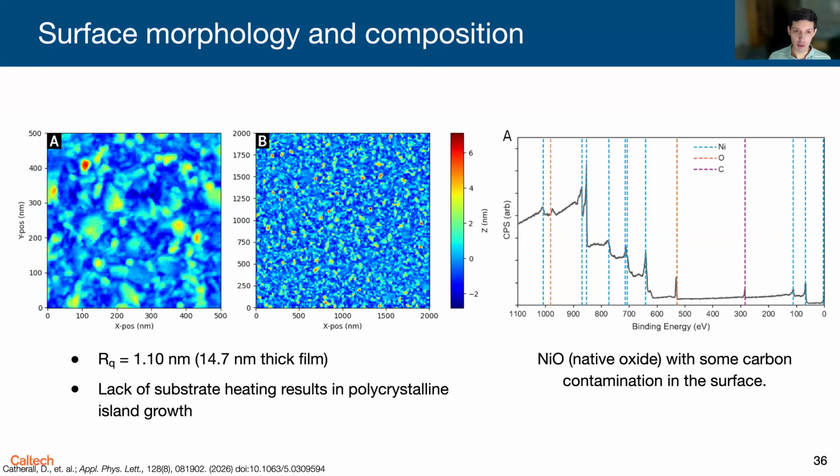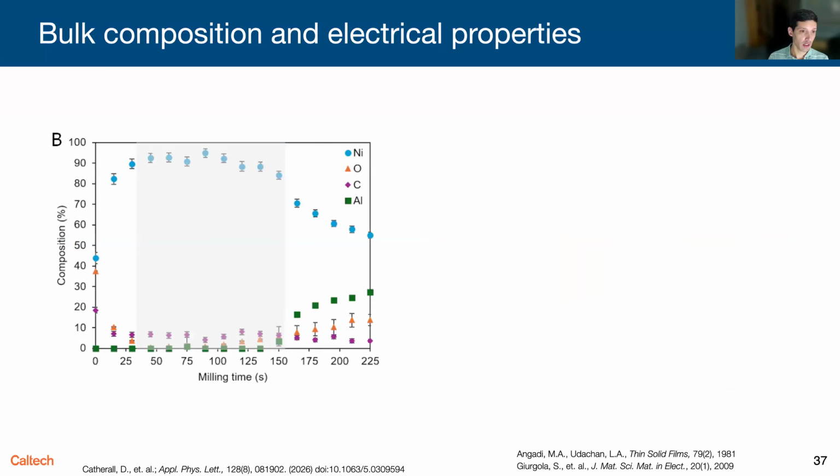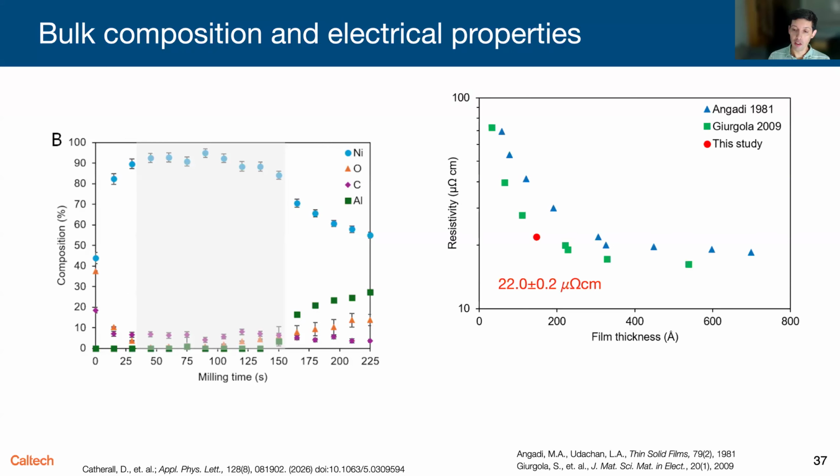To get the bulk properties a little bit better, we did depth profiling XPS, and then we did the analysis. So this is composition versus milling time into the depth of the sample. And the light gray shaded region is the bulk before we get to the substrate on the right side of that plot. And you can see it's mostly 90-ish% nickel with some degree of carbon and oxygen. The exact origin of that is not totally clear, but that's what we find. But in terms of resistivity, it's quite good and comparable to previous studies. So the red is our result, and the other data are resistivity versus film thickness. So this is indicating we're getting pretty good quality nickel films compared to what has been reported.